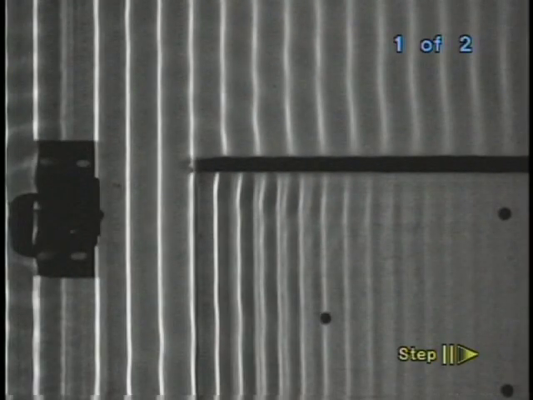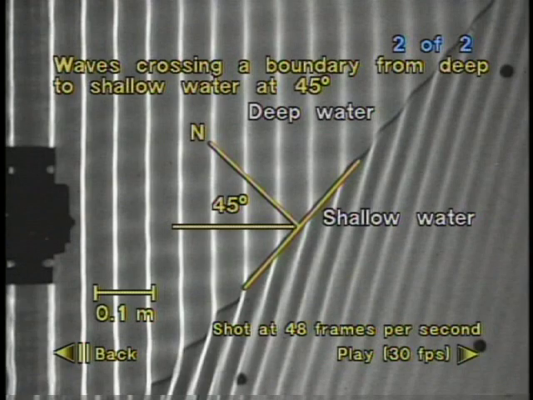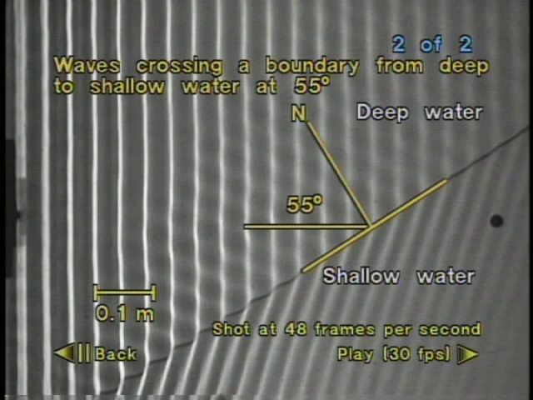The wavelength ratio equals the speed ratio. The 45-degree waves are bent toward the normal. The 55-degree waves are bent toward the normal. The wavelength ratio equals the speed ratio.